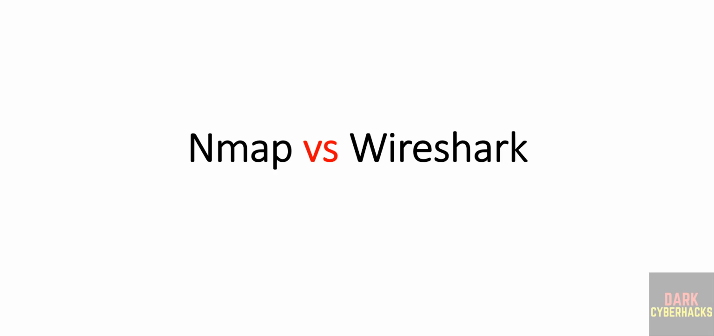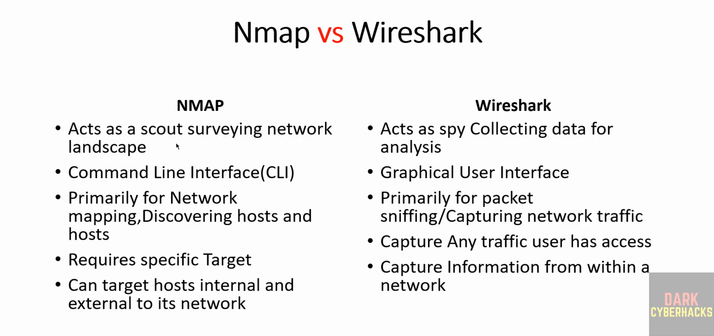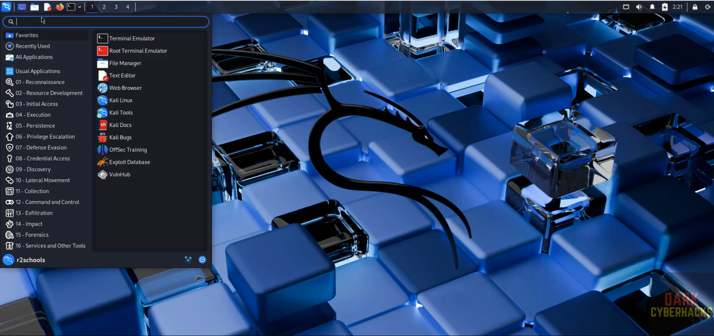In this video, we will see the differences between Nmap and Wireshark. See here, Nmap acts as a scout surveying the network landscape, but Wireshark acts as a spy collecting data for analysis. Nmap is a command line interface and Wireshark is a graphical user interface.